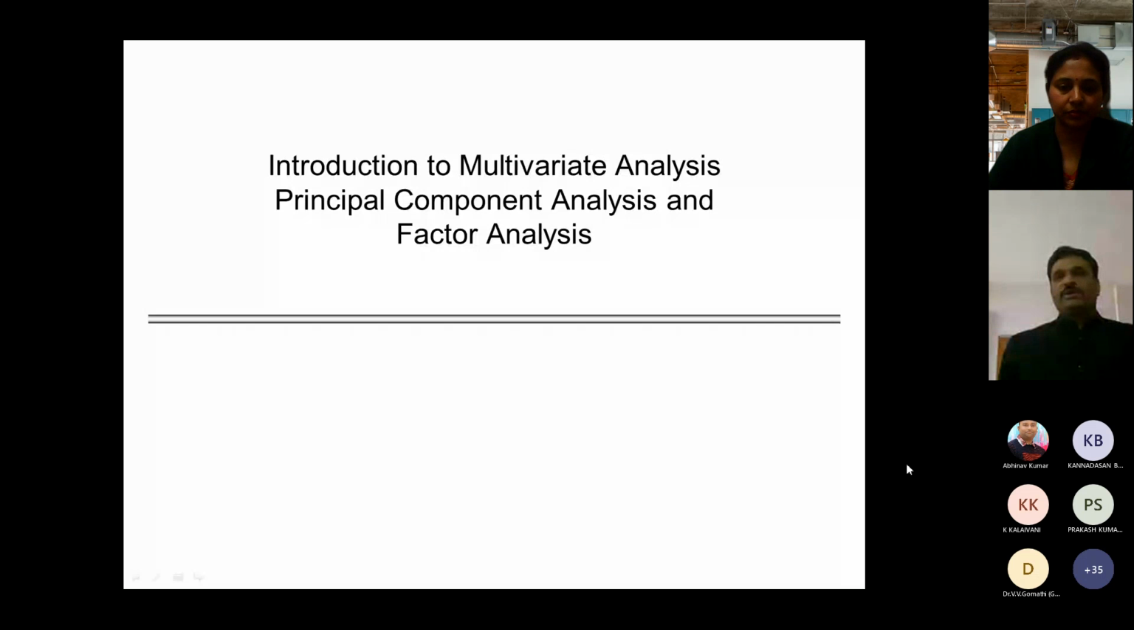Okay. So before starting the topic multivariate analysis, all of you are aware of the variables. In statistics, we start with univariate statistics, or one variable statistics. We take one variable like height of the students, marks of the students, or a single variable like age, and we study the distribution of that single variable.